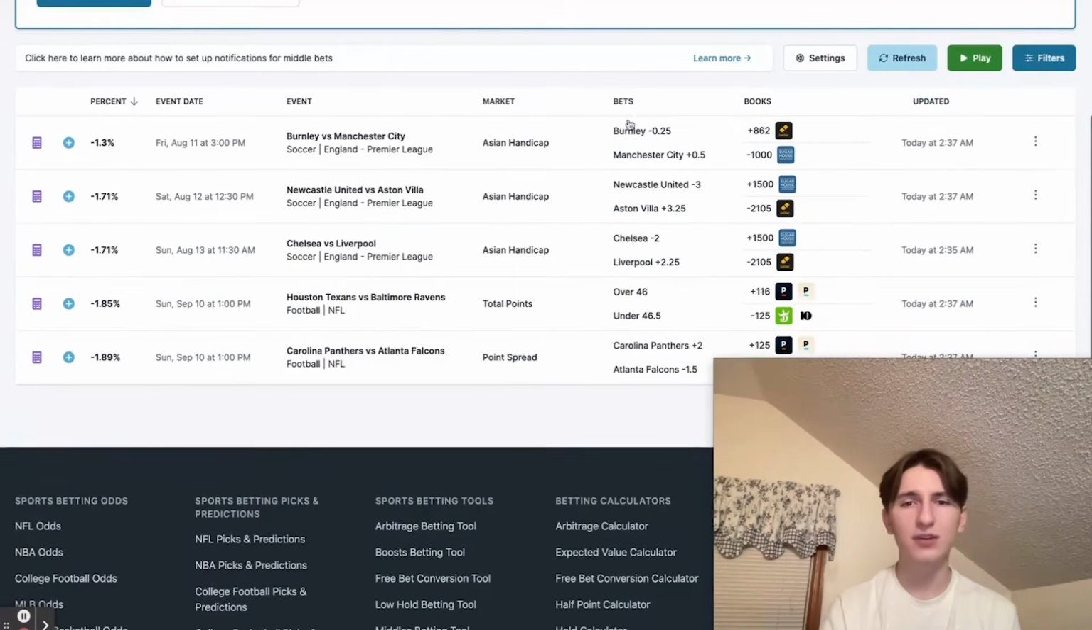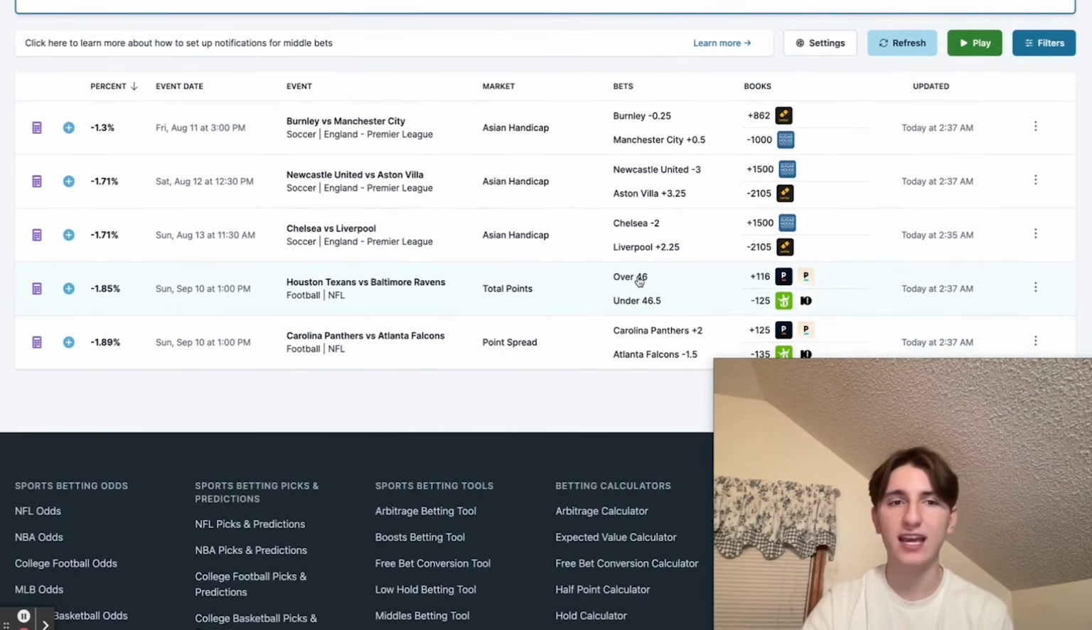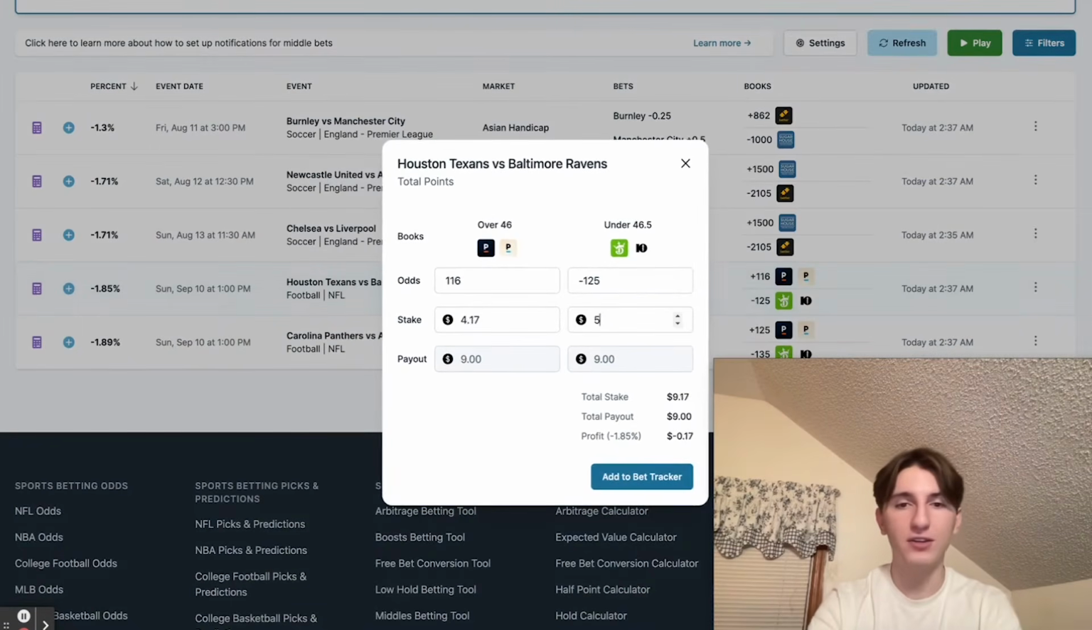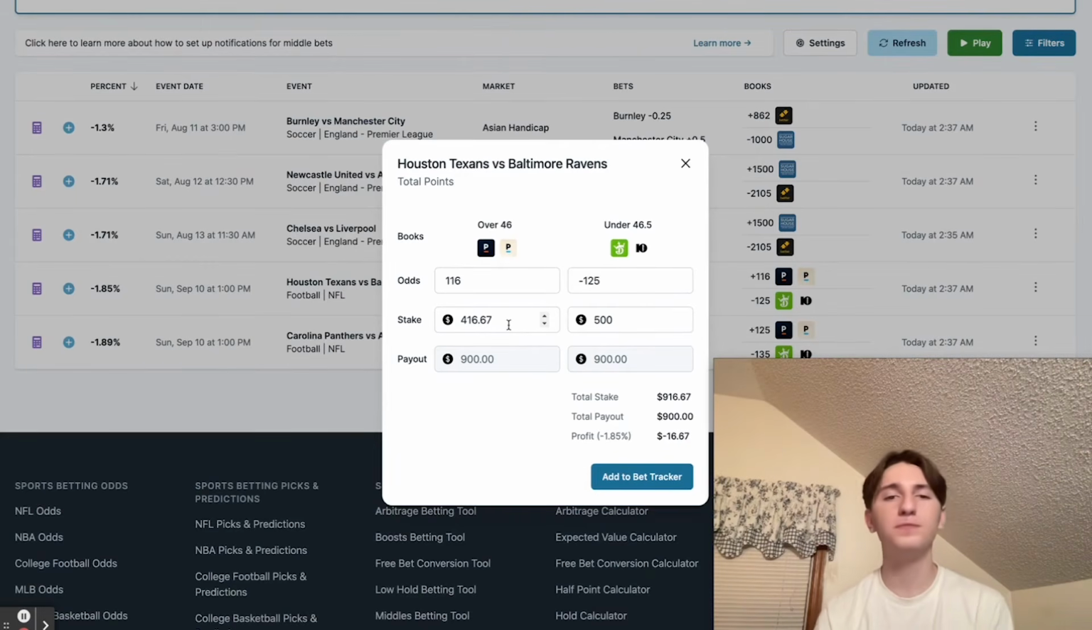A decent example here is looking at this Texans versus Ravens preseason game that we're projecting out here, where if there's exactly 46 total points scored, you would be able to push your bet on Pinnacle and you'd win your bet on DraftKings. So imagine you put down $500 on DraftKings, you should put down $417 on Pinnacle. But in the case where this game scores exactly 46 points, this bet would be pushed and this bet would be won, which means you'd walk away with $417 of profit.